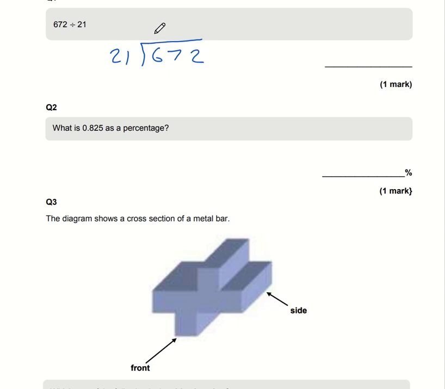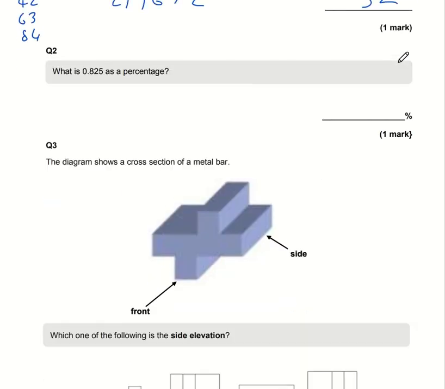6 divided by 21 is 0, remainder 6. What is 67 divided by 21? You might need to write out your 21 times table. No one expects you to know this, by the way. So 21, 42, 63, 84. Okay, so 67 divided by 21 is 3 with a remainder of 4, and 42 divided by 21 is 2. So actually that one worked out quite nicely. So the answer is 32.